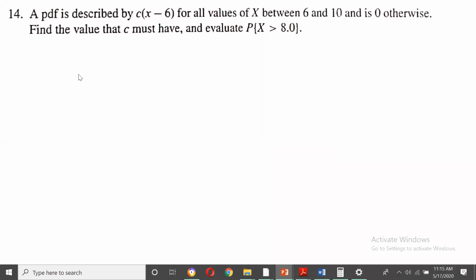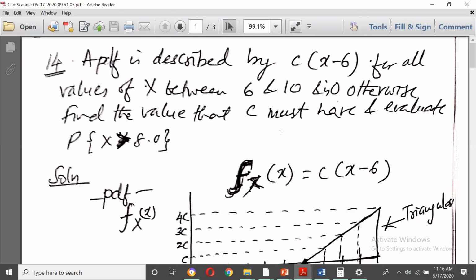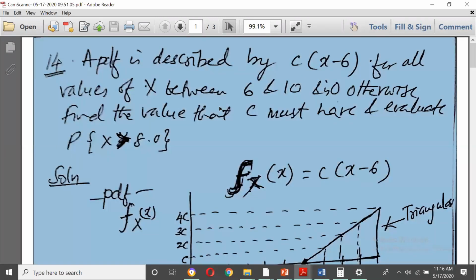Then we have the 14th question: the PDF is described by c into x minus 6 for all values of x between 6 and 10, and 0 otherwise. Find the value that c must have and evaluate P(X greater than 8.0). So let us see this. Same thing I have repeated here.